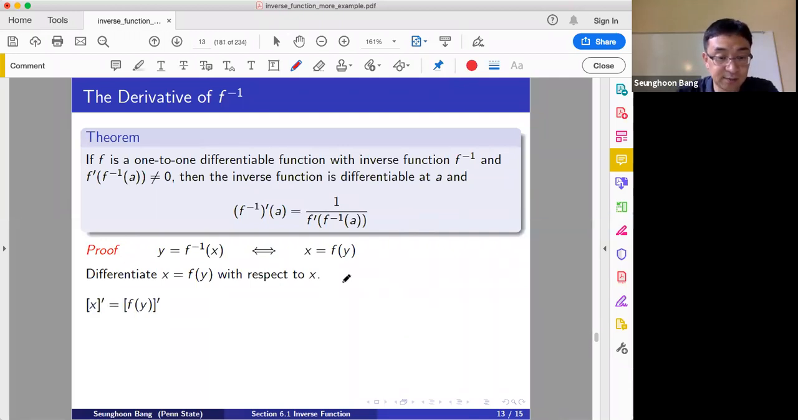So like this. Could you write your answer on the chat board? What's x prime? Do you know what's x prime? Yep, you're right, 1. So do you know what f of y prime is? Could you write your answer on the chat board? What is f of y prime?